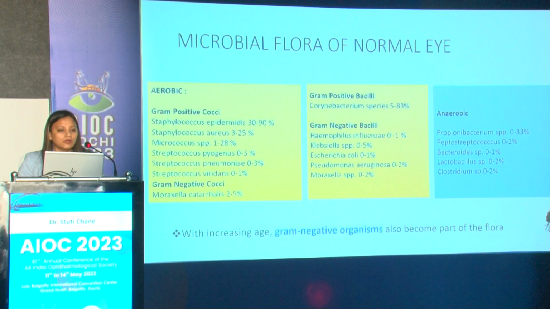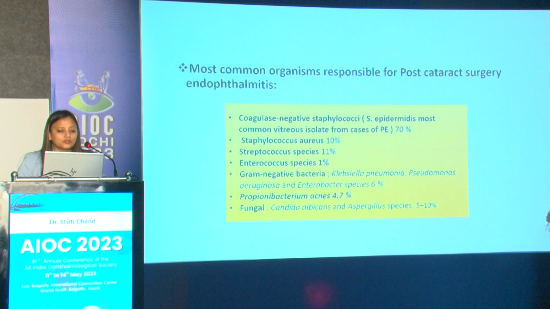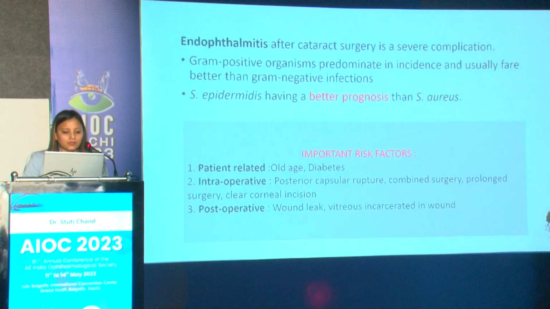With increasing age, gram-negative organisms also become part of the flora. The most common organisms responsible for post-operative cataract surgery endophthalmitis are coagulase-negative Staphylococci, with Staph epidermidis being 70%, followed by Staphylococcus aureus, Streptococcus species, Enterococcus, gram-negative bacteria, Propionibacterium acnes, and lastly fungal. Endophthalmitis after cataract surgery is a severe complication, and Staph epidermidis has a better prognosis than Staph aureus.